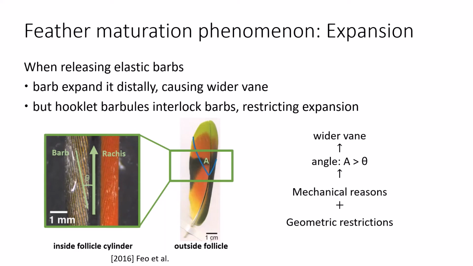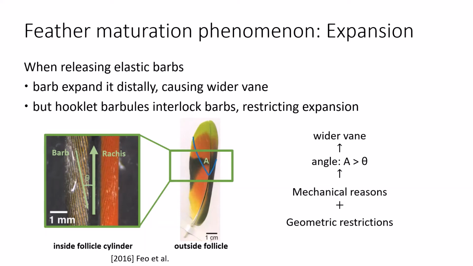Furthermore, wide feather vanes look wider from the narrow follicle. When barbs are released, because of their material, they tend to expand and have a bigger angle to the rachis. Therefore, vanes become wider. But barbs cannot expand freely. Barbules on each barb interlock with each other, restricting the degree of this expansion.